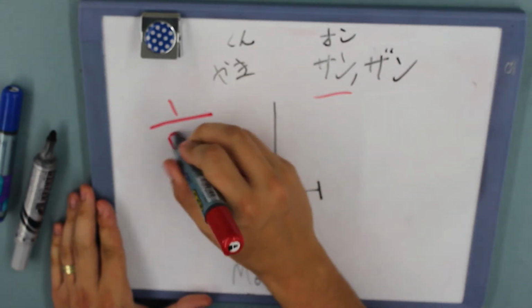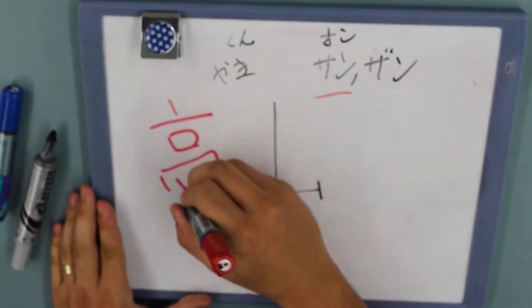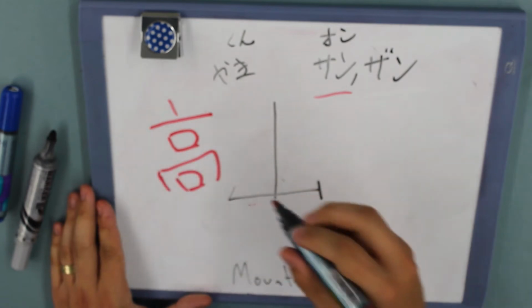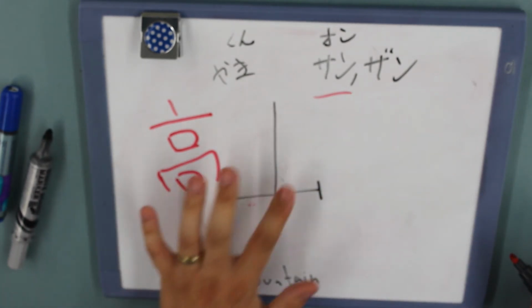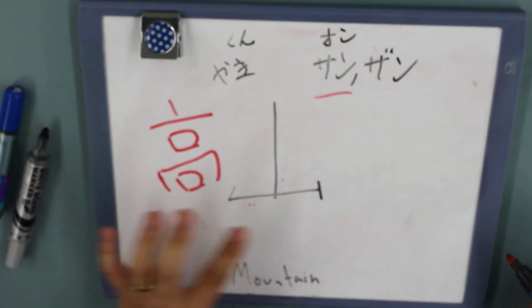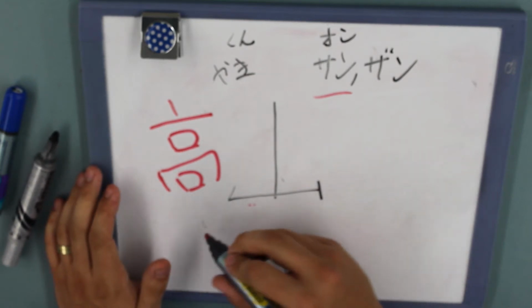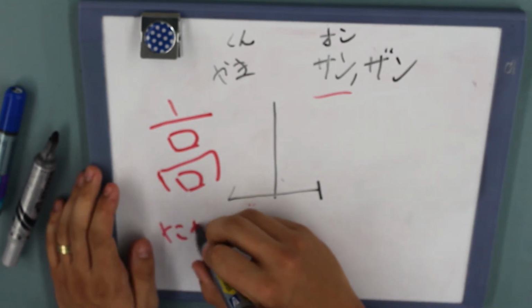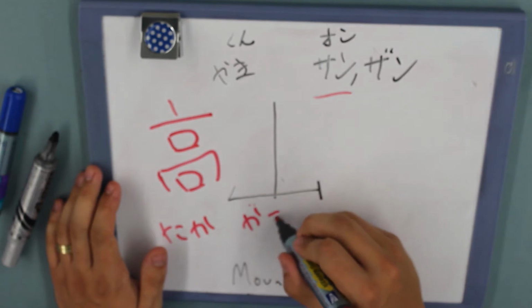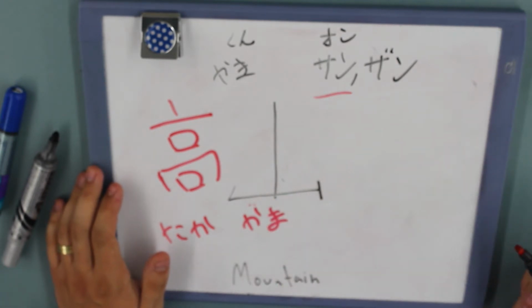If you had Taka of Takai, it would be pronounced Takayama, not Taka-san. So usually when it comes to having a mountain, you would have the name of the mountain followed by the word for mountain. Takayama.